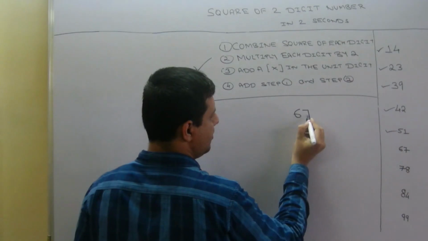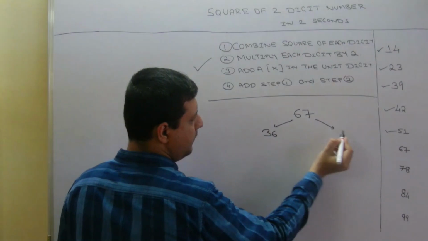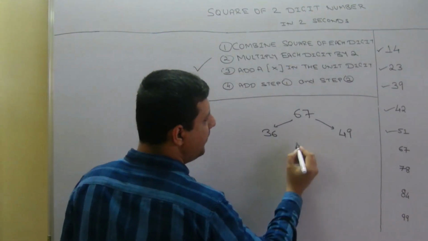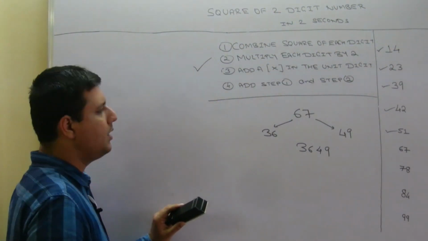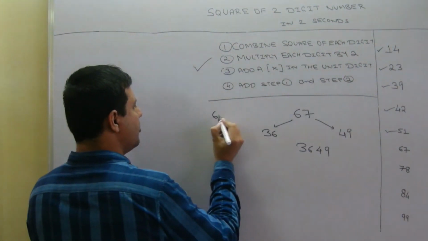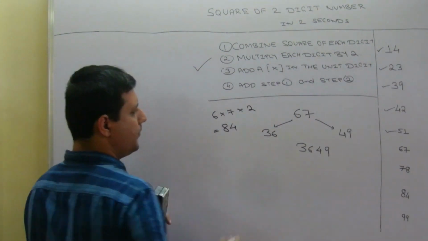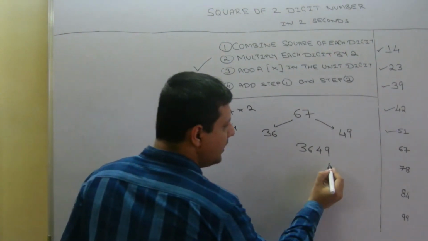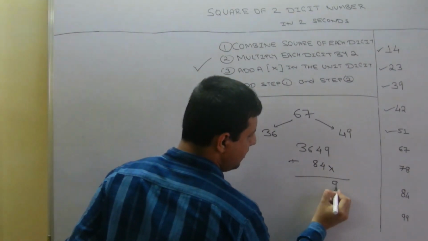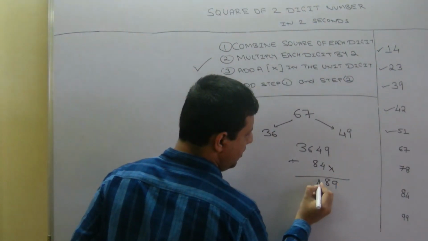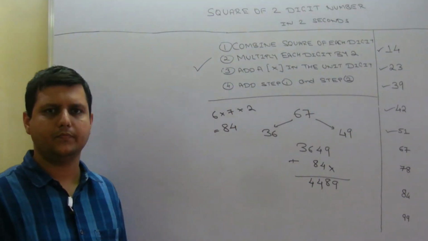67. Square of 6 is 36. Square of 7 is 49. Combining both the numbers, 3649. Multiplying the digits by 2, which will give me 84. Now leaving the unit place, adding 84 here, so we get 4489. The next sum.